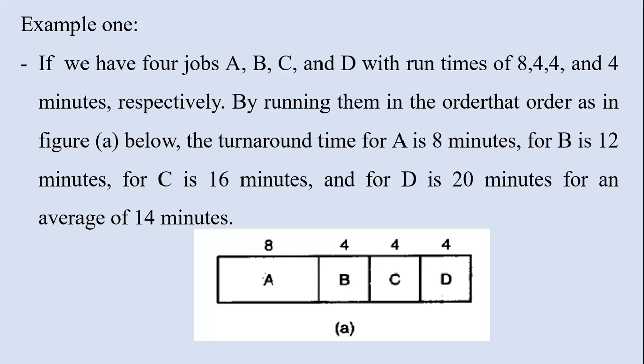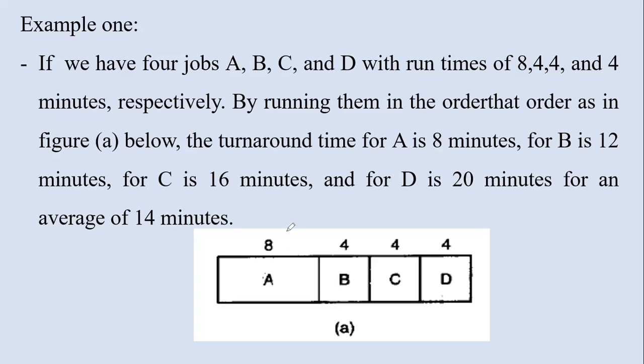An example of how this algorithm is used: if you have 4 jobs, A, B, C, and D, with run times of 8, 4, 4, and 4 minutes respectively, by running them in the order shown in figure A below, the turnaround time for A will be 8 minutes. The turnaround for B will be 12 minutes. For C will be 16 minutes. And for D will be 20 minutes. And the average of this system will be 14 minutes.